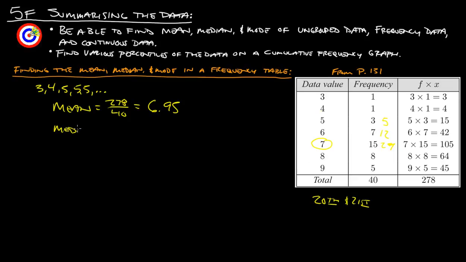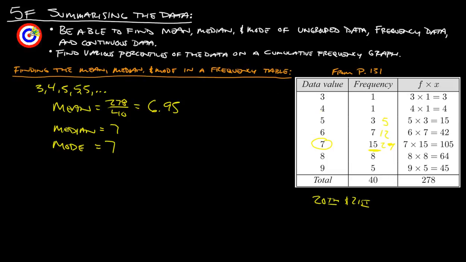So the median is going to be 7. Right? And then the mode is the one that occurs most often, and that one's really nice and easy because, look, 7 occurs 15 times, and the one that occurs the next most would be 8. So our mode is also 7. Alright? So that is how you do it if you have a frequency table.